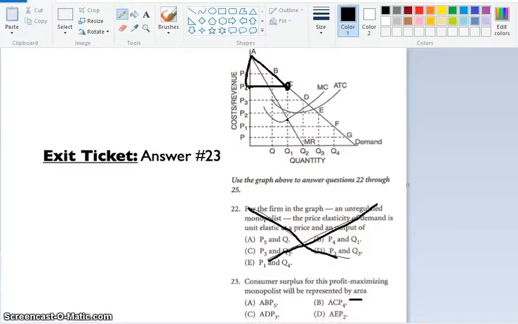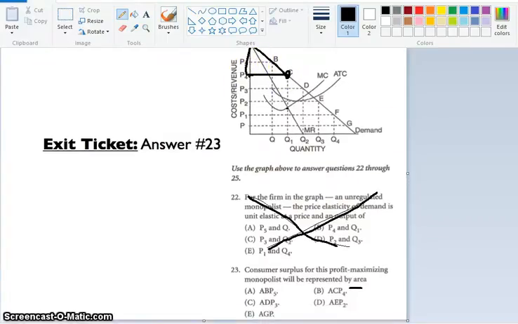Now, let me ask you this. What would be the area of consumer surplus if this were a perfectly price discriminating monopoly? What would it be, A, B, C, D, or E? The answer is none, because the answer would be 0. And this is one that they trick students on all the time. So it's a very, very tricky question. Okay?